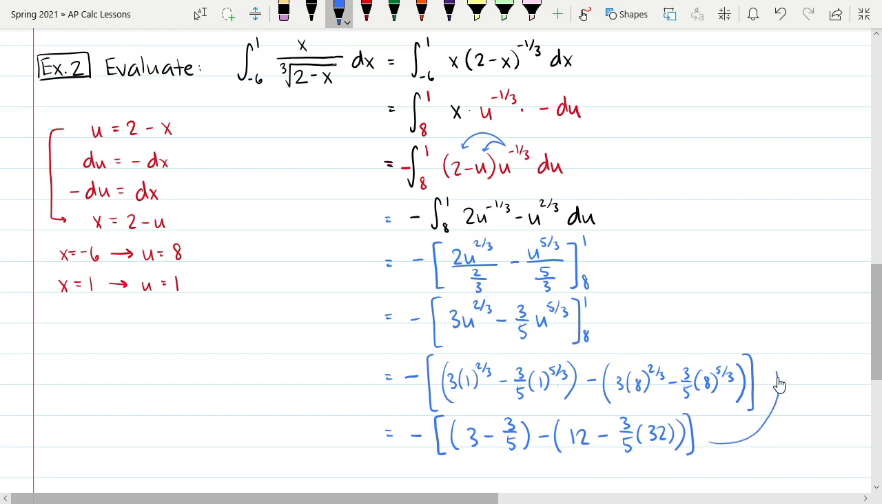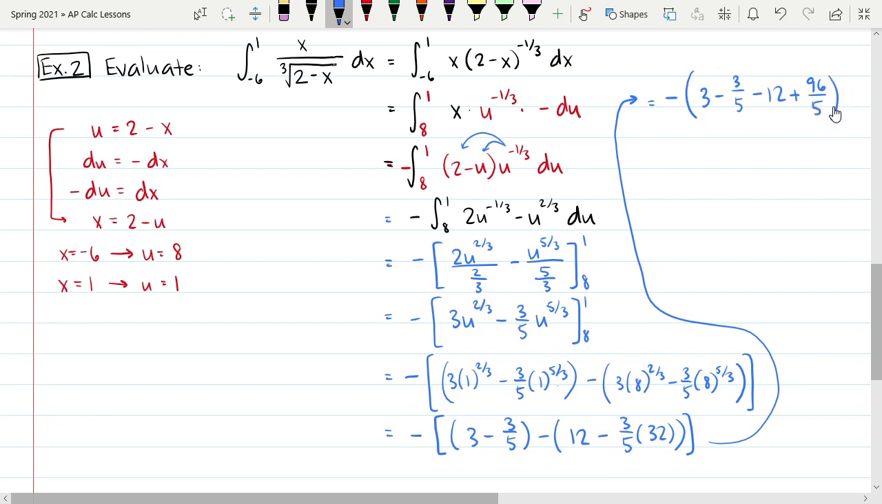And let me go ahead and move up here since I'm out of space. So again, I have the opposite on the outside. Don't forget about that negative, because otherwise you're going to make a sign error. So here, let's see, we've got 3 minus a 3/5 minus a 12, and then remember, don't forget to distribute the negative sign, so plus, so 3 times 32 is going to be 96/5.